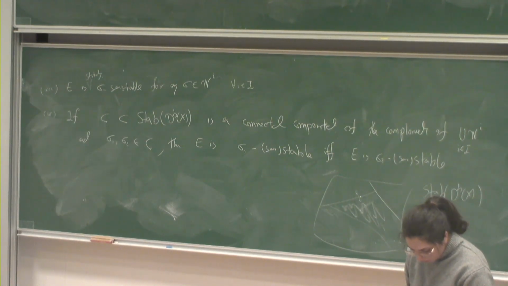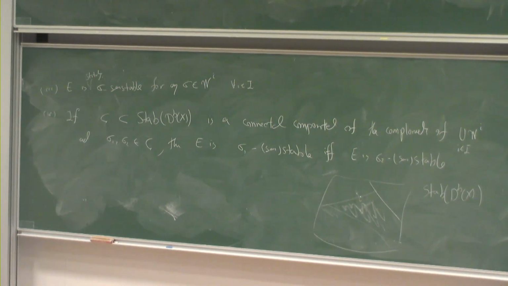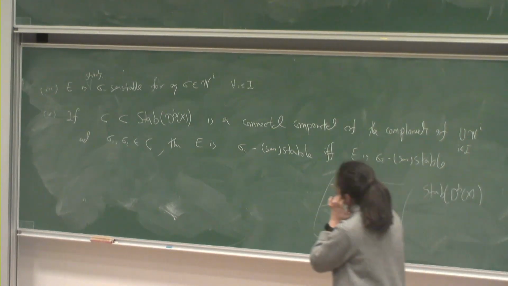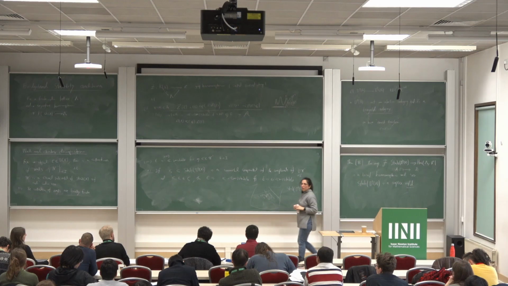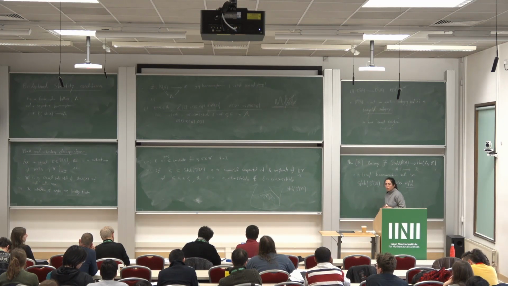So that's the whole thing that I want to say about the general notion of Bridgeland stability. Is there any question before I go to examples?